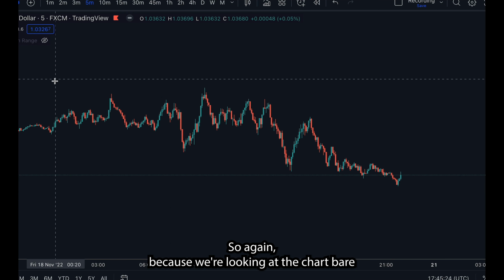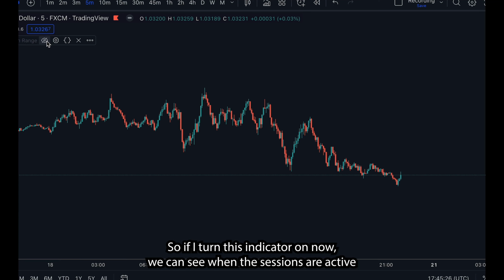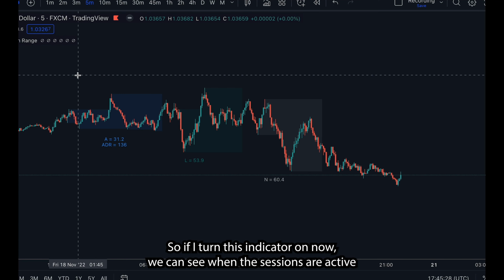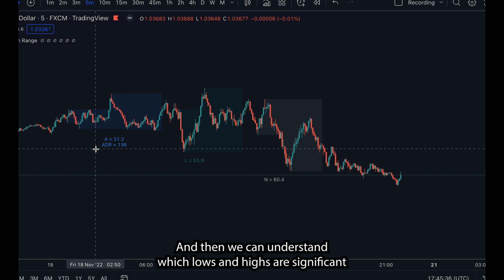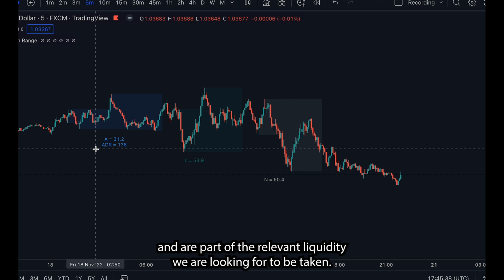So again, because we're looking at the chart there, we need to use this indicator. So if I turn this indicator on, now we can see when the sessions are active and when we know that volume will spike during the market. And then we can understand which lows and highs are significant and are part of the relevant liquidity we are looking for to be taken.